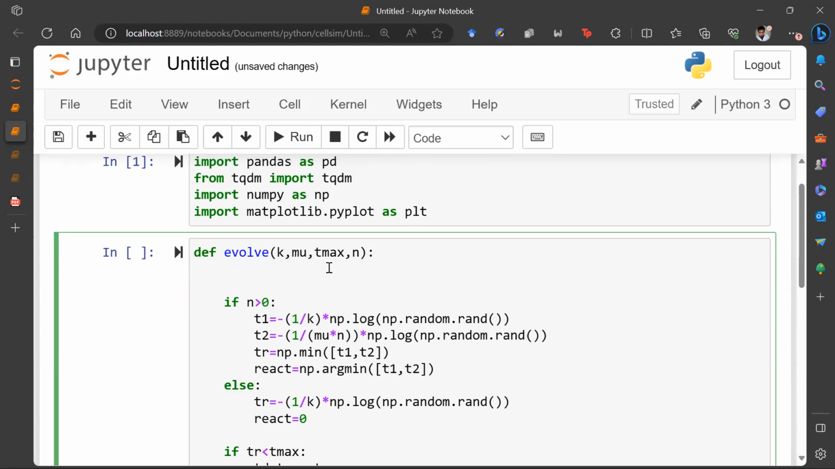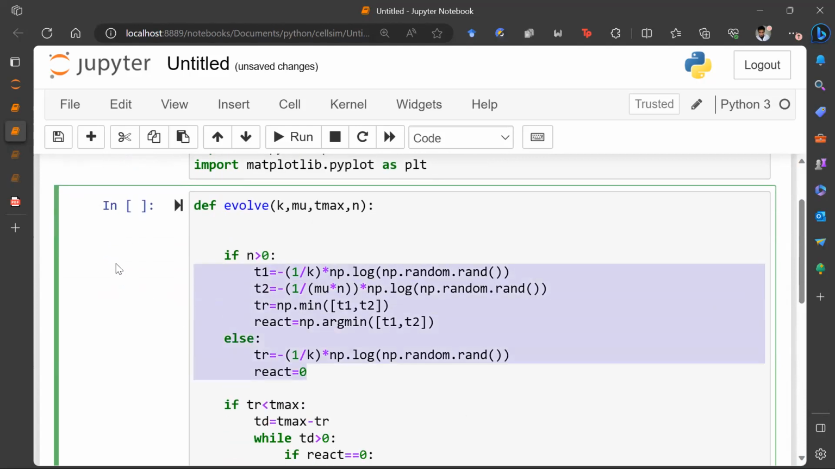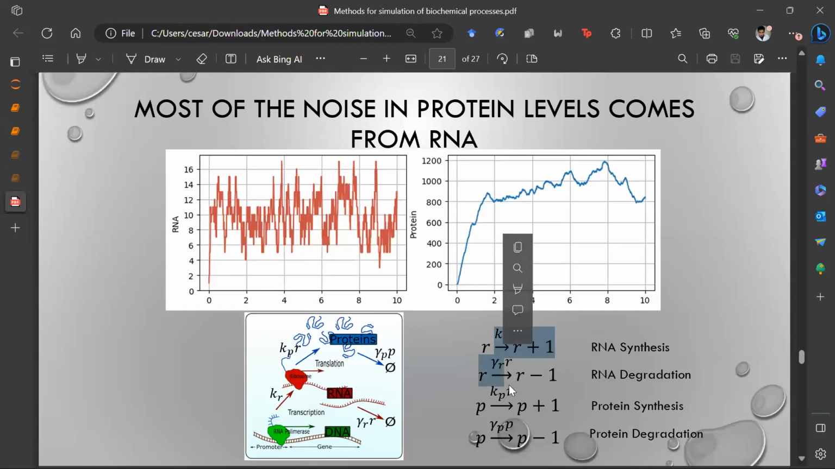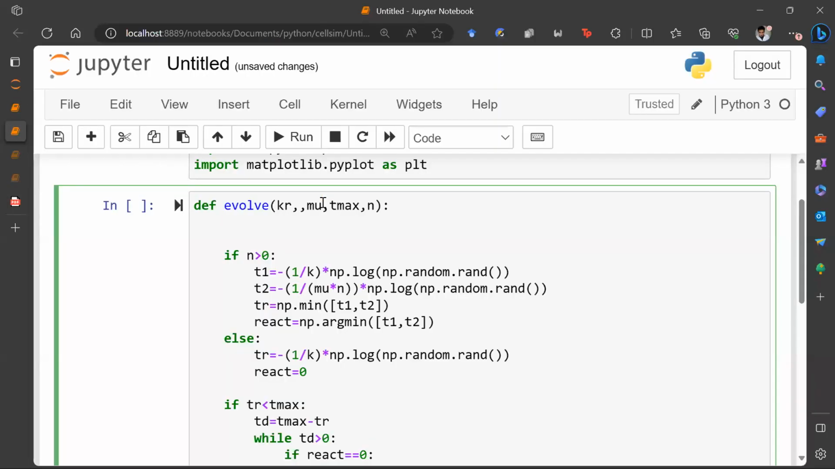So remember what it consists of. First, we're going to have our rates as arguments. Our first rate is the rate of RNA production, which we're going to call Kr. The next one is gamma R, then Kp, and then gamma P. So let's call gamma R GR, Kp is Kp, and gamma P is Gp.